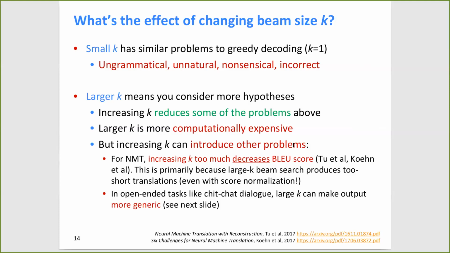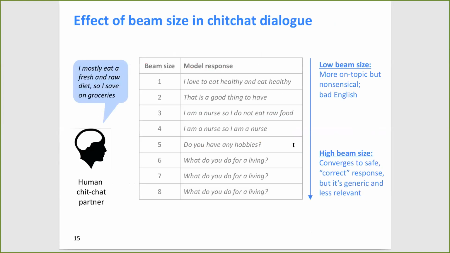Another problem is that if larger k is used for decoding in tasks like dialogue systems or chit-chat systems, the results that are produced are more generic. What does that mean? Here we have an example sentence on the left: I mostly eat a fresh and raw diet, so I save on groceries. And the model response for this is: I love to eat healthy and eat healthy. That is a good thing to have. So there is some sort of trend going on here.